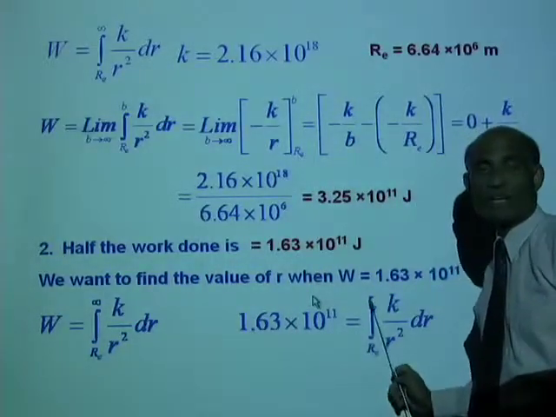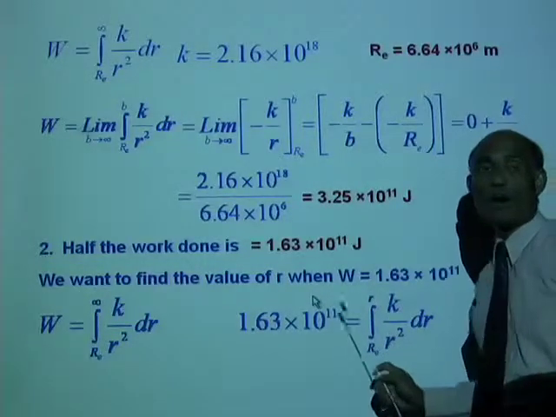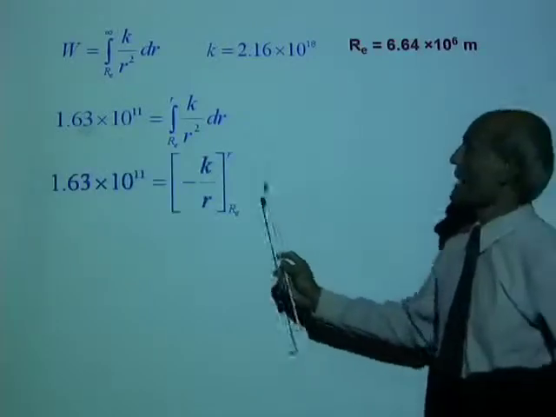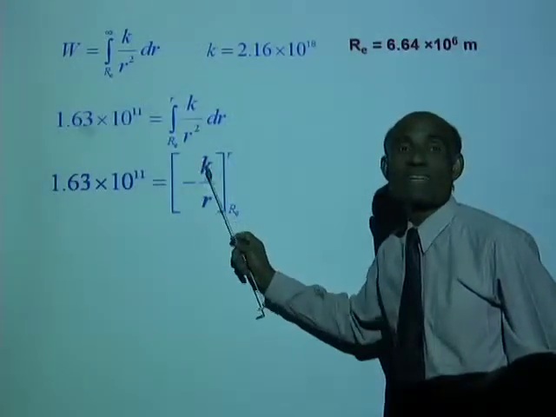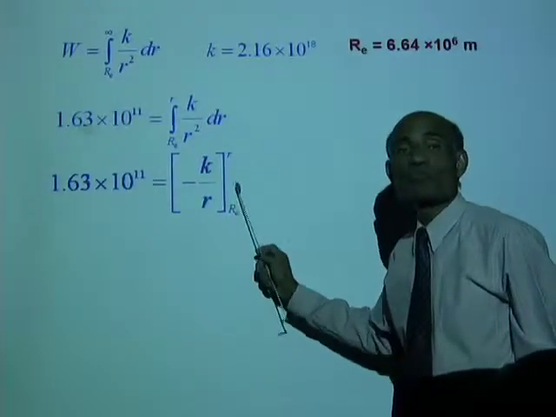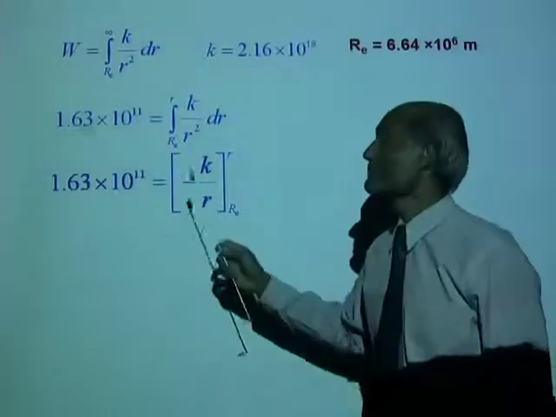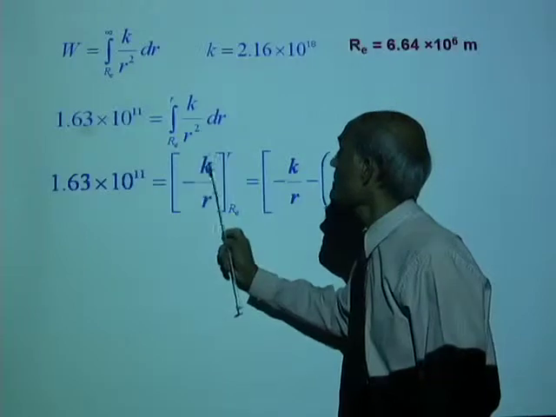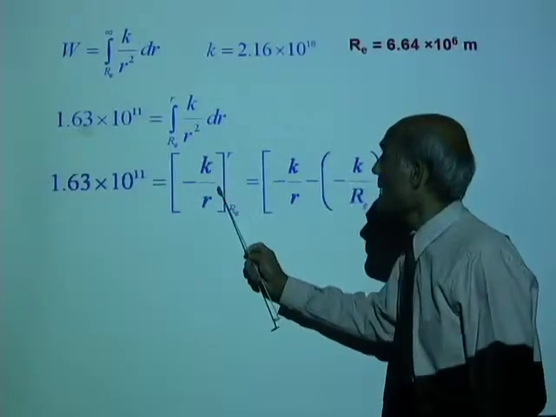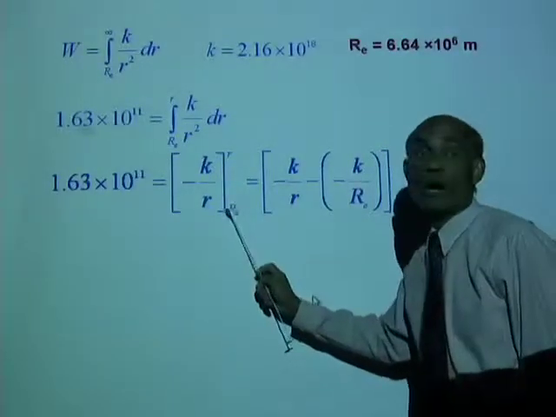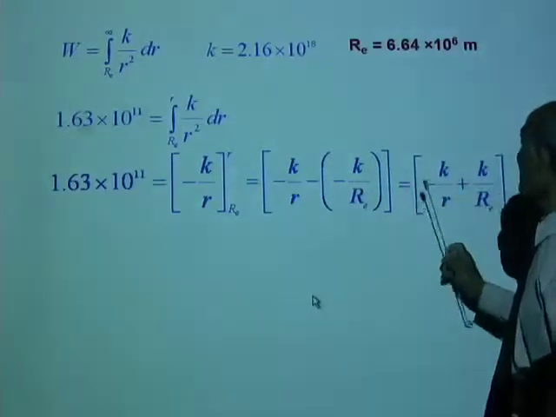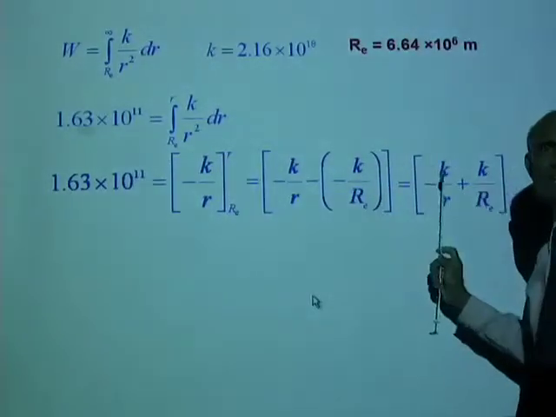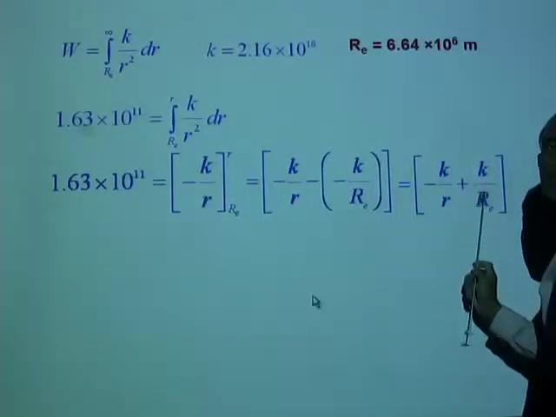So w equal to integral re, the radius of the earth, to r, the altitude that you want to find, k over r squared dr. And the integral k over r squared dr will be negative k over r from lower limit, the radius of the earth, to upper limit r that we need to determine. And that will be, replace the upper limit, that will be negative k over r is replaced by r, minus negative k over RE. There you go. And you have now the two negatives make it positive. So you have 1.63 times 10 to the 11 equal to negative k over R plus k over RE.